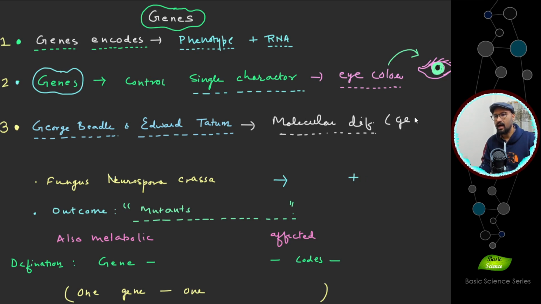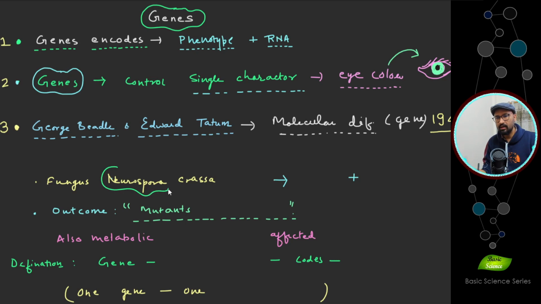Okay, and how they concluded this, let me explain. And when it was done, in 1940. So that's the year where they worked out the definition of the gene. Okay, what they have done, they took this particular fungus.